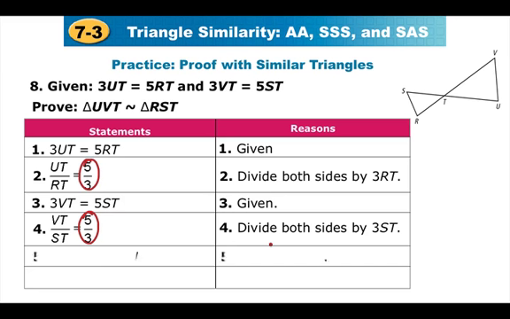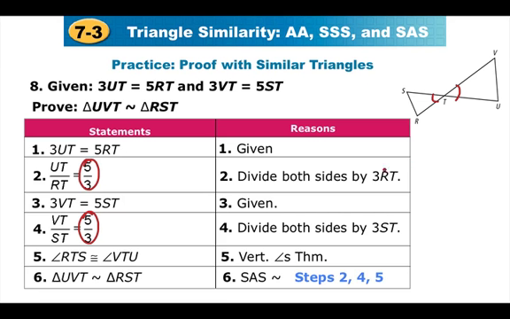In addition to that, I can say that these two angles are congruent because they're vertical angles. Then at this point I'm basically done. Why? Because these are similar by side-angle-side similarity. And if you go back, the side-angle-side are highlighted on steps 2, 4, and 5. This is the last slide.